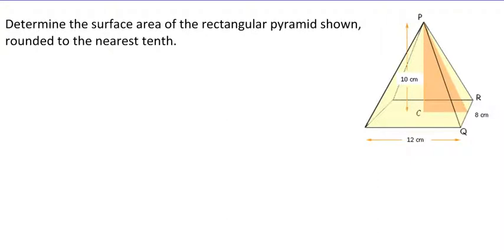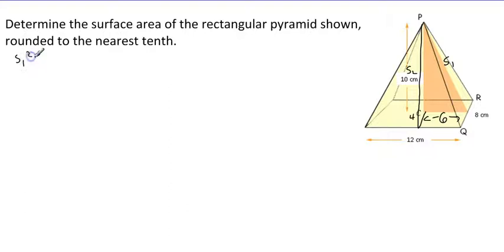Determine the surface area of the rectangular pyramid shown, rounded to the nearest tenth. I hate these. There's so much work to do. So this is 6 from here to here. And we have another slant height, right? We got this guy. And this will be 4. And we'll call this S1, and we'll call this S2. So there are going to be 2 faces with S1, 2 faces with S2, plus the square base. So first thing we're going to do is we've got to get S1 and S2.